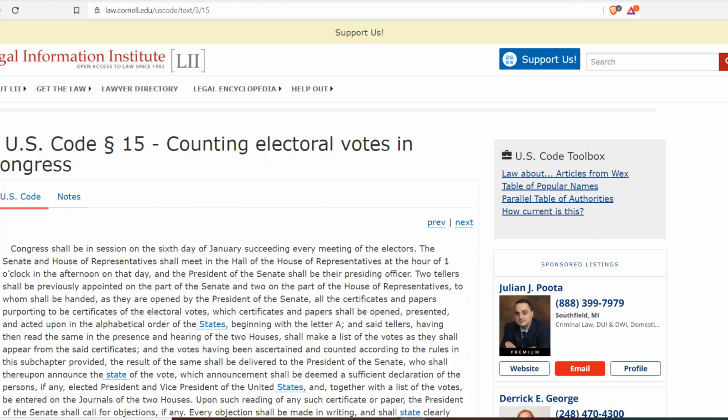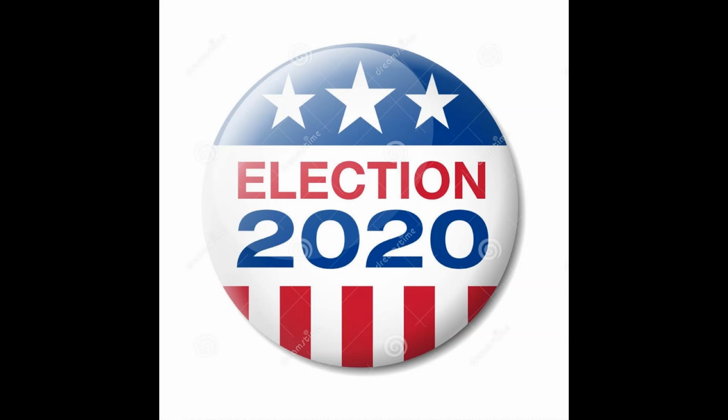And the votes having been ascertained and counted according to the rules in this subchapter provided, the result of the same shall be delivered to the President of the Senate, who shall thereupon announce the state of the vote, which announcement shall be deemed a sufficient declaration of the persons, if any, elected President and Vice President of the United States, and together with a list of the votes be entered in the journals of the 2 houses. And this is the process as it occurs almost every 4 years in this country. But this will not be the process that we will see unfold next month.